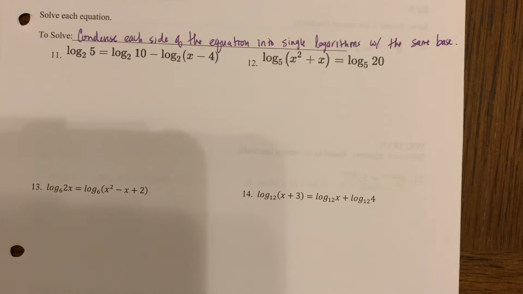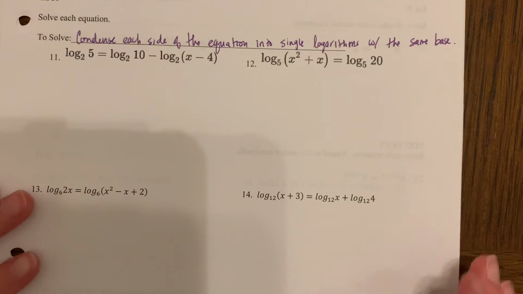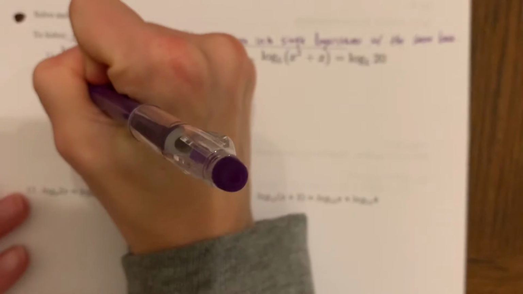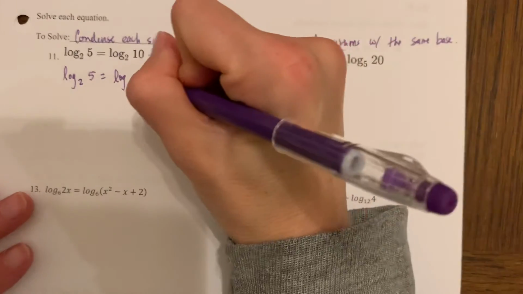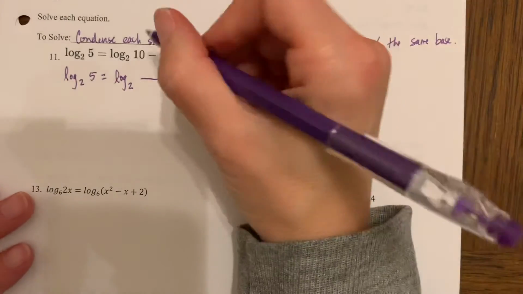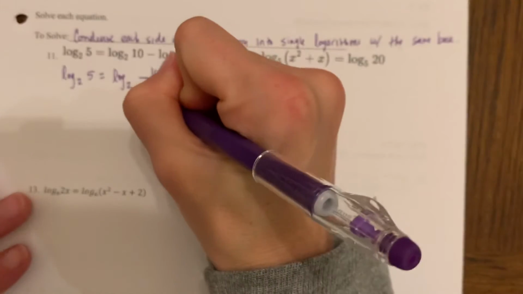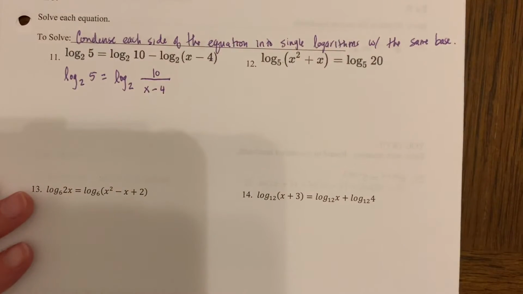So number 11, we have log base 2 of 5 is equal to log base 2 of 10 minus log base 2 of x minus 4. I'm looking at the right side. I need to combine log base 2 of 10 minus log base 2 of x minus 4 as a single logarithm, and I'm going to do so using the quotient property that we learned in Chapter 3, Lesson 3. So we have log base 2 of 5 is equal to log base 2. I'm subtracting, so I'm going to combine those using division. 10 is my numerator, x minus 4 is my denominator.